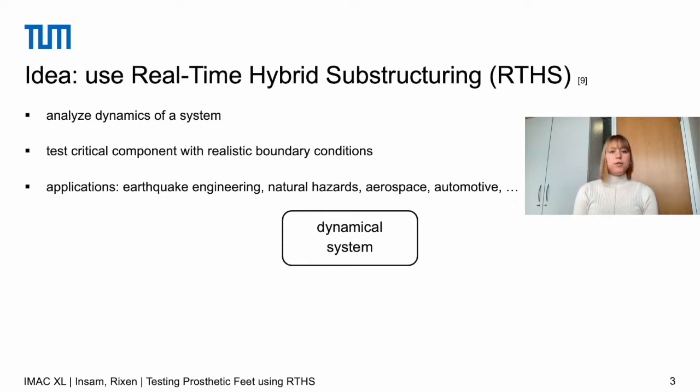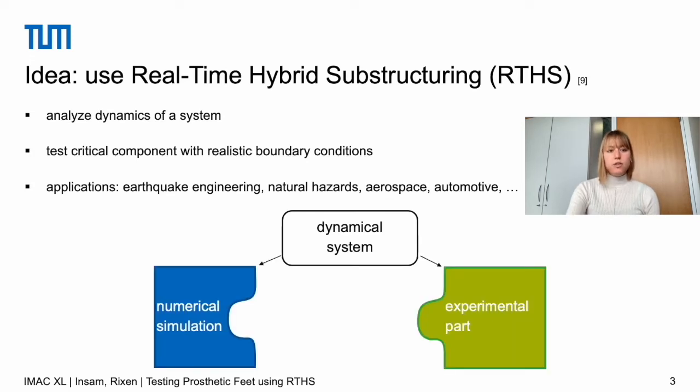RTHS is a method to analyze the dynamics of a system, and this is done by splitting it into a numerically simulated part and an experimentally tested part. Because we want to know how the dynamical system behaves as a coupled system, we need to exchange some information between them, we need to couple them, and this is done by exchanging displacement and force information. And as the name real-time hybrid substructuring infers, this data exchange is done in real time.